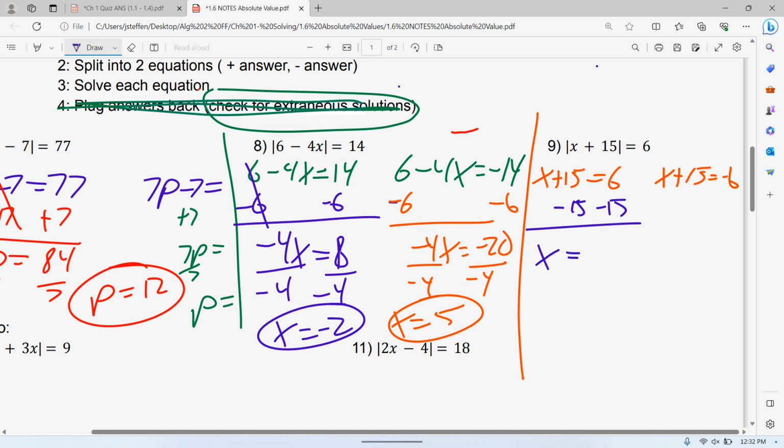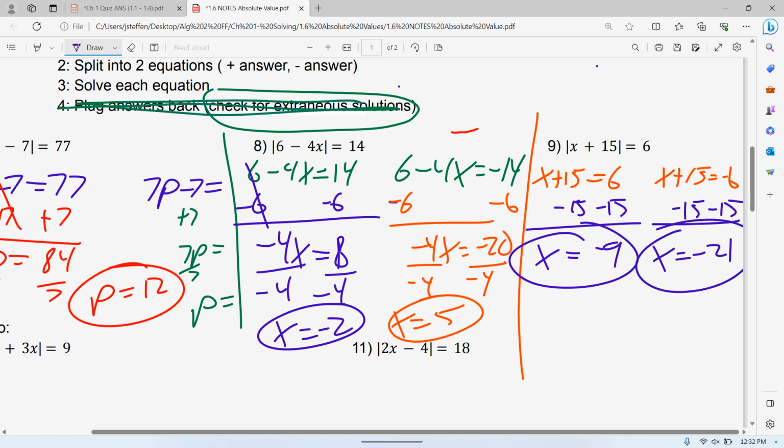6 minus 15. Shouldn't have to use a calculator, but I'm going to because I certainly don't want to mess this up. Subtract 15 on the other side. x is equal to negative 21. So that one, we end up getting negative 9 and negative 21.